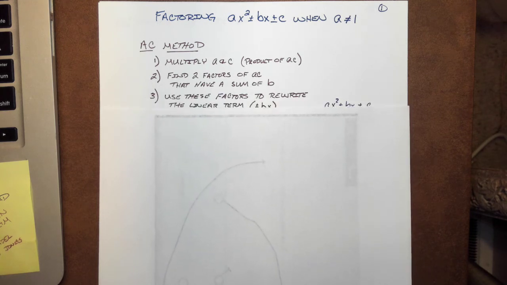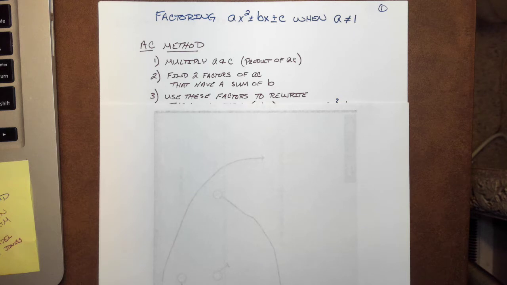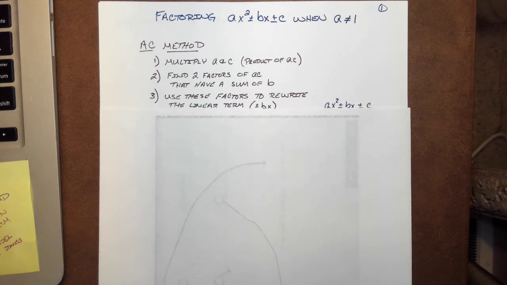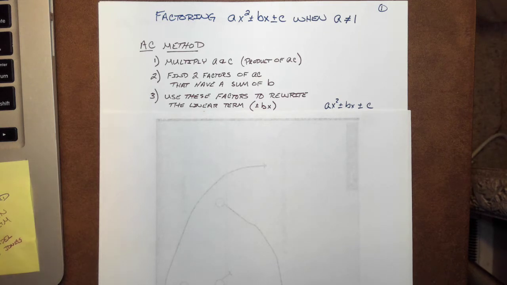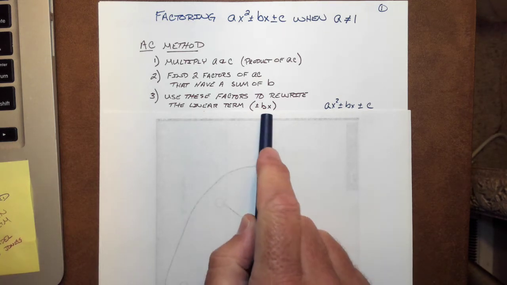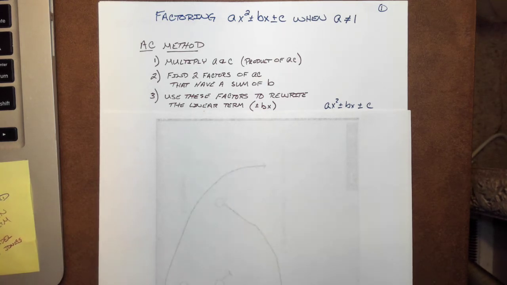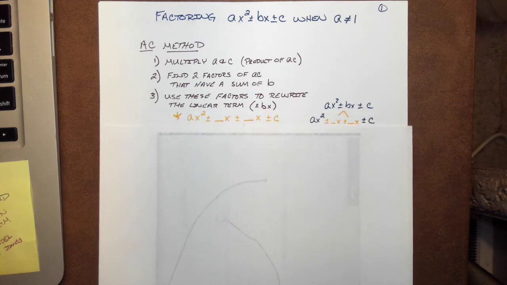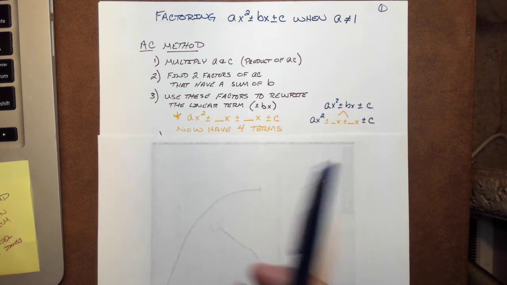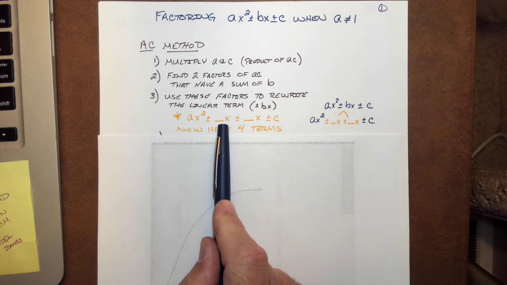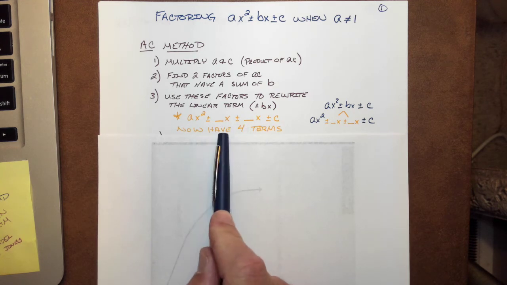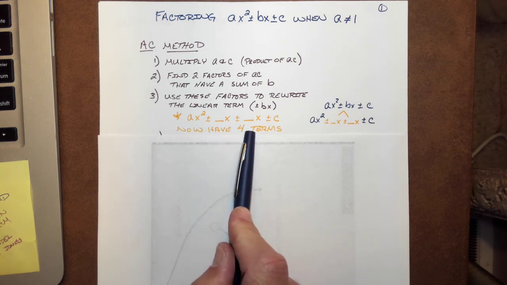Now we have to go through and use these factors and rewrite our linear term. Linear term is the one that's raised to the first power. So that would be whatever plus or minus it happens to be, bx. So we'll write it like this. So it's now going to produce four terms for us when we rewrite it.